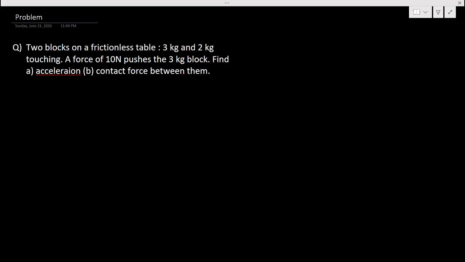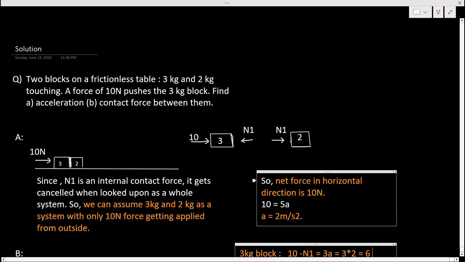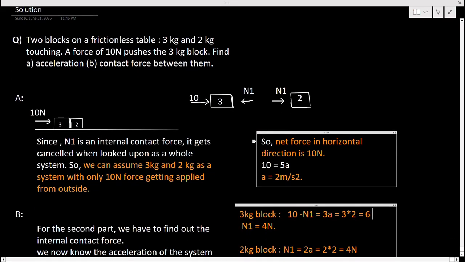So the first example is: two blocks on a frictionless table, 3 kg and 2 kg, touching each other. A force of 10 Newton pushes the 3 kg block. Find the acceleration and the contact force between them. Okay, so how will we solve it? Let's first create the FBD. So let's look at the solution.